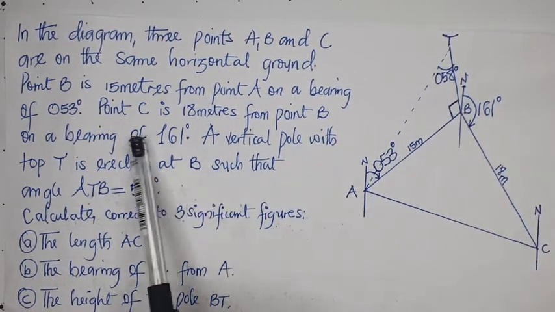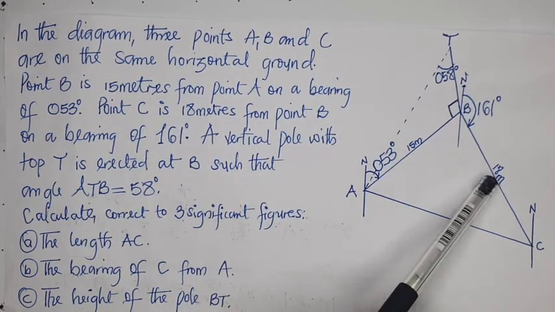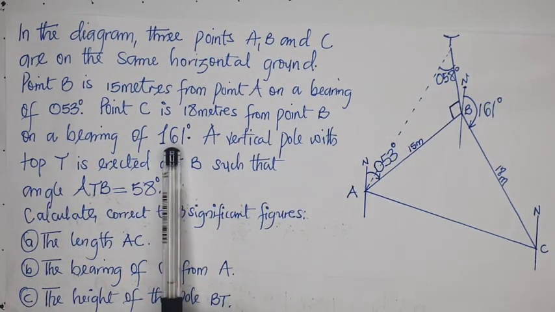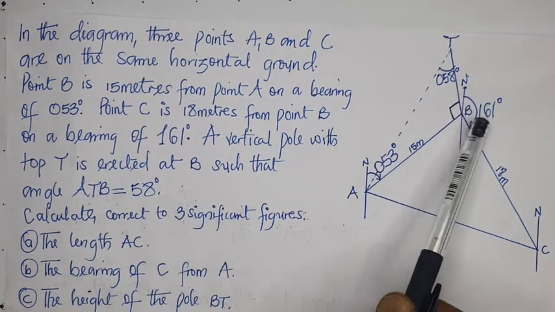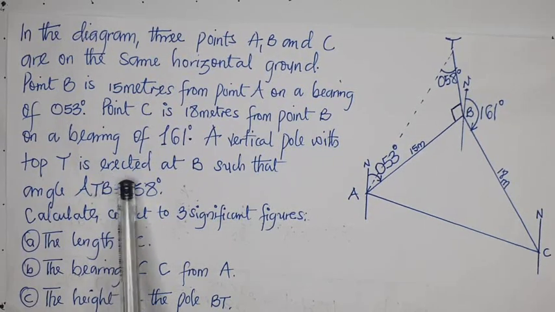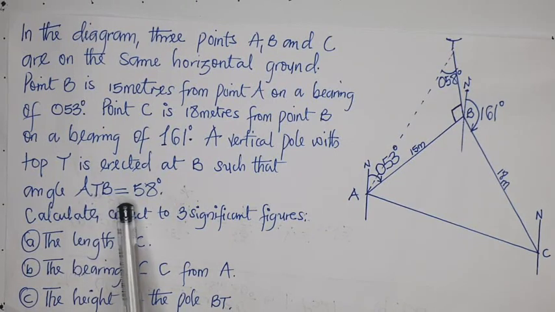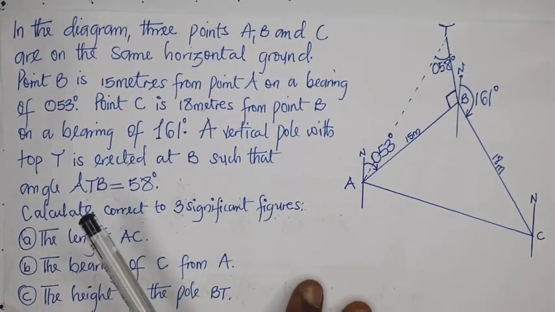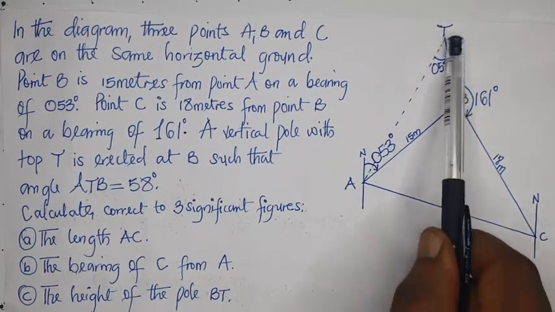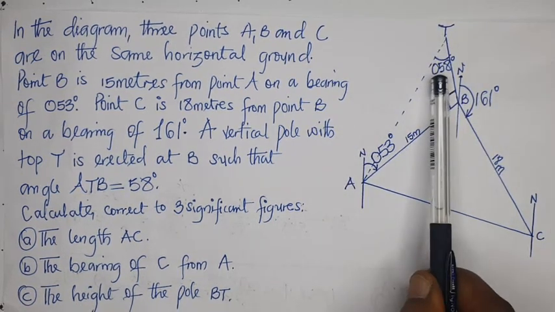Point C is 18 meters from point B, on a bearing of 161 degrees, as you can see. A vertical pole with top T is erected at B such that angle ATB is 58 degrees. See here, this is the vertical pole BT. So as you can see, the angle ATB is 58 degrees.